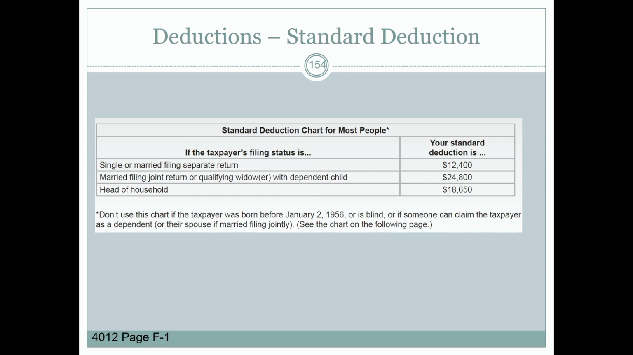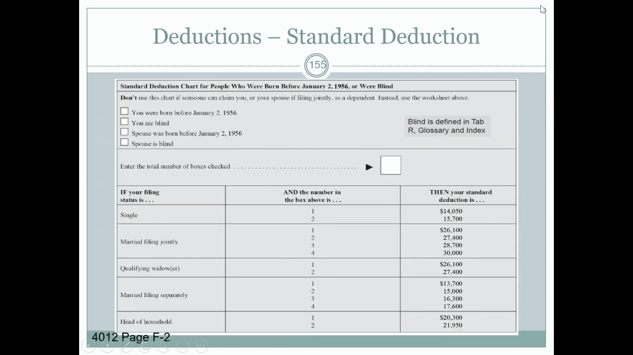See the note here. Don't use this chart if the taxpayer was born before January 2nd, 1956, or is blind, or if someone else can claim the taxpayer as a dependent, or they're married filing jointly. We're to look at the stipulations on the next page. This is the standard deduction chart for people who were born before January 2nd, 1956 or were blind. Don't use this chart if someone can claim you, or your spouse if filing a joint return, as a dependent. Instead, use the worksheet above.